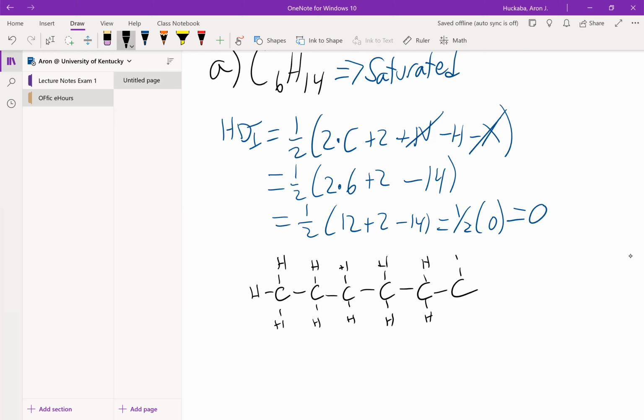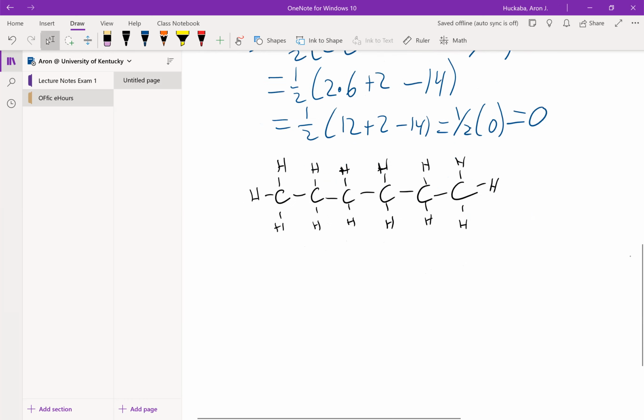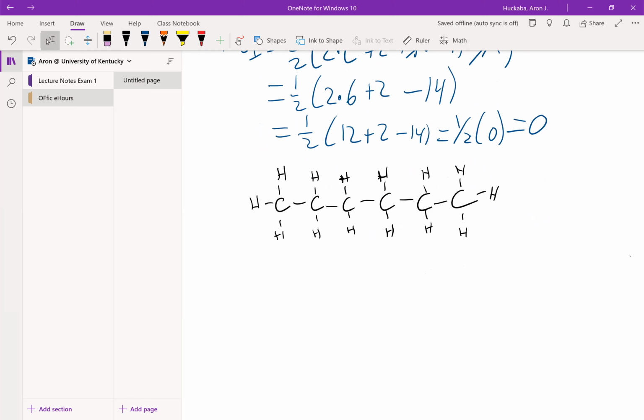Okay, these are all H's. Sorry for my bad handwriting, but it gets very tedious to write all these in. So I try to take shortcuts, and that's what it gets me. Okay, there's one constitutional isomer, C6H14. You can verify the number for yourself if you want.